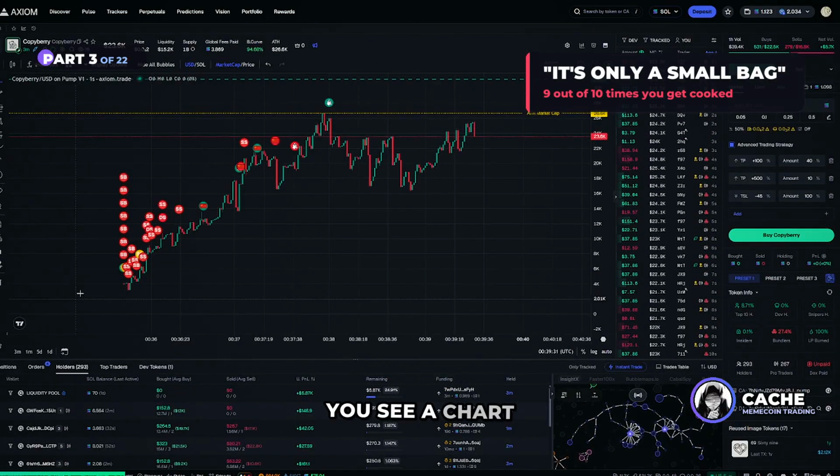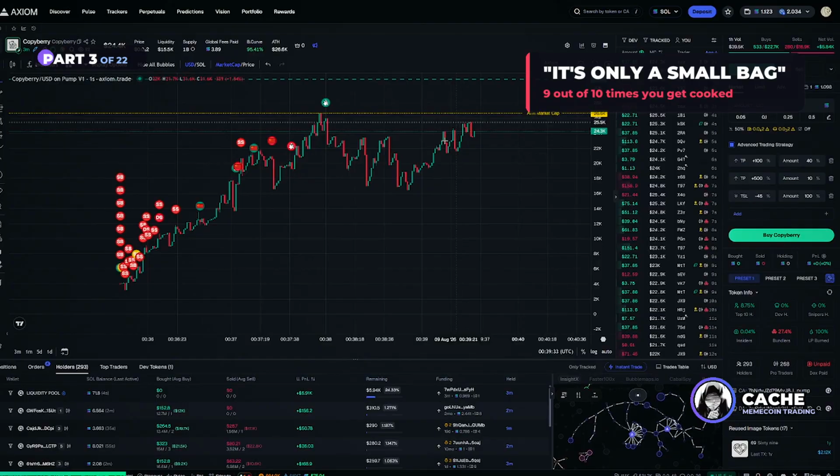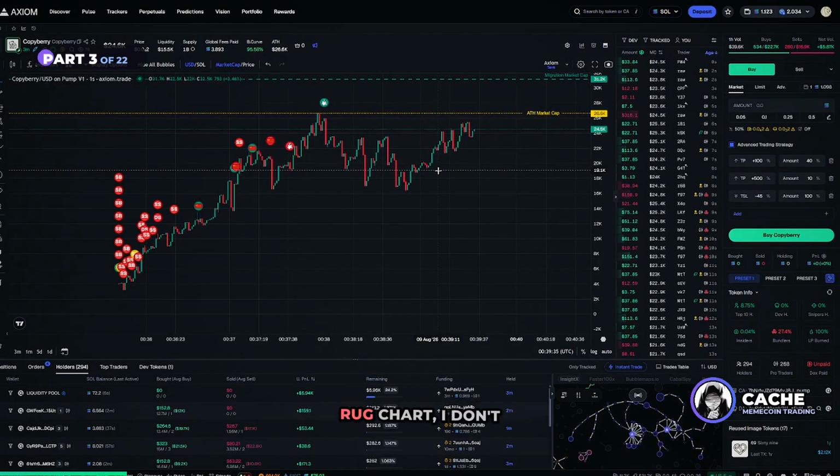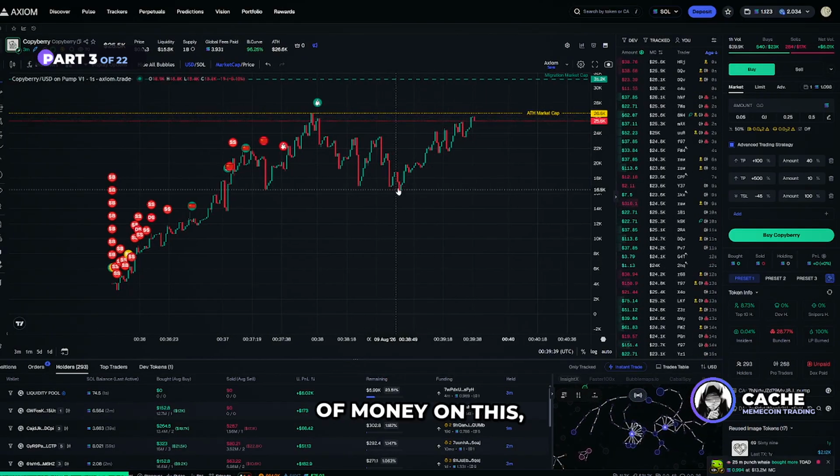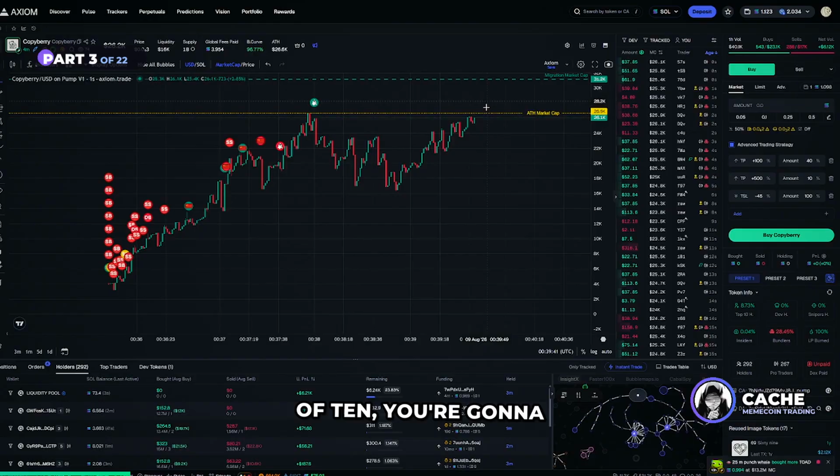Now, just because you see a chart like this going up and you're like, oh, it's quote unquote a rug chart, I don't want you to think, well, I can still make a little bit of money on this, because 9 times out of 10 you're going to get cooked.